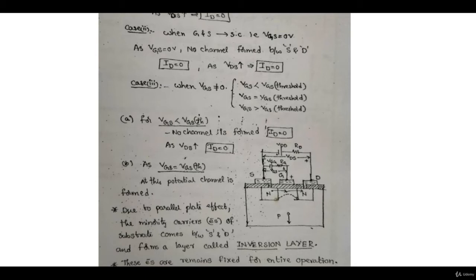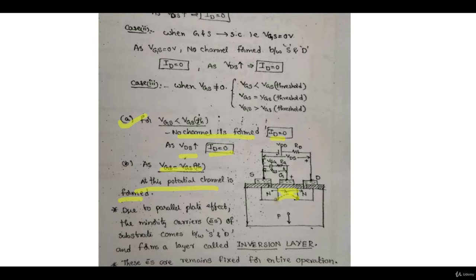If you will see, in this case A, when VGS is less than the threshold value, you have no channel, which means the current will be 0. Even if you change the value of VDS, ID will be 0. Once you keep VGS equal to VGS threshold, at this potential a channel is formed. The channel is represented by this dotted line, so this whole part is your channel.